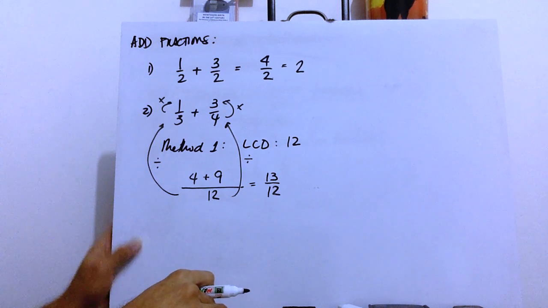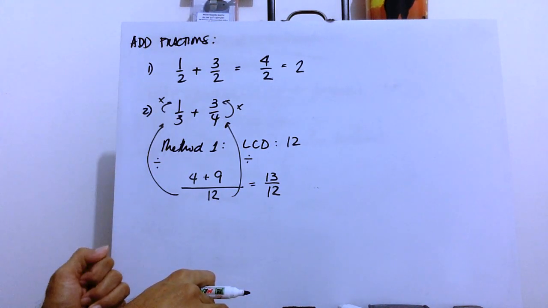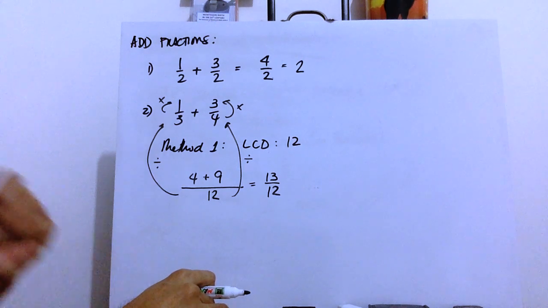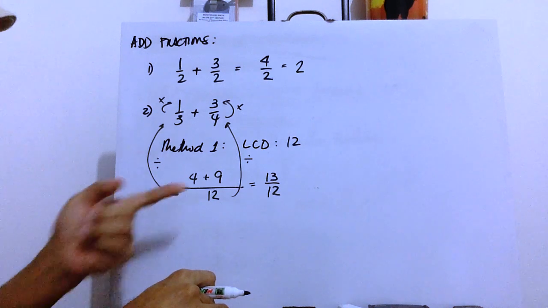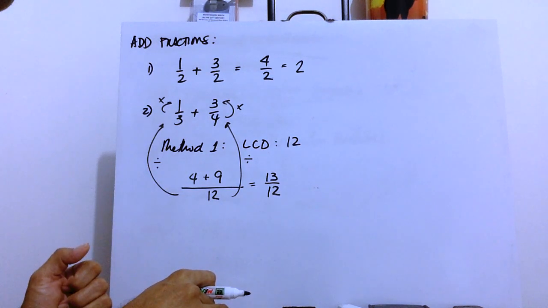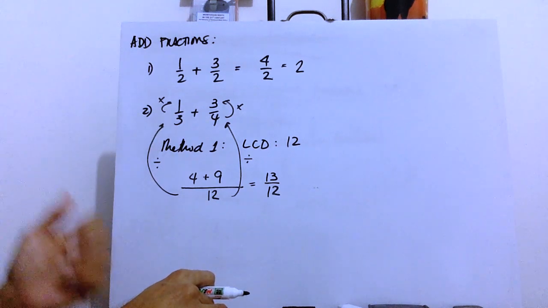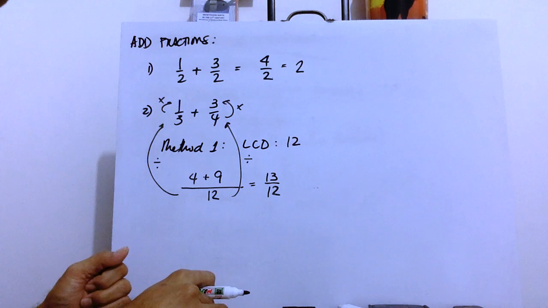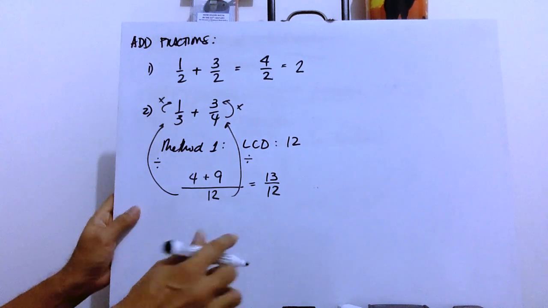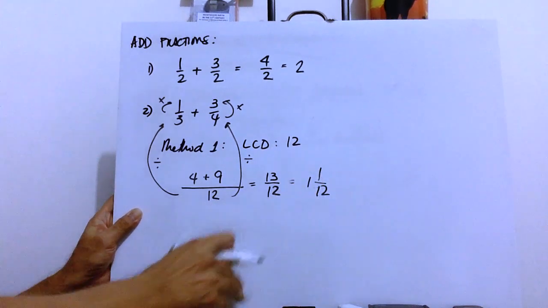Now, if you're in elementary level, you're supposed to simplify that into a mixed fraction. But when you're already in high school or in college, that form is already okay. You don't need to change that into mixed fractions because mixed fractions are not allowed in high school or college. In elementary level, yes. So this becomes 1 and 1/12 as a mixed fraction.